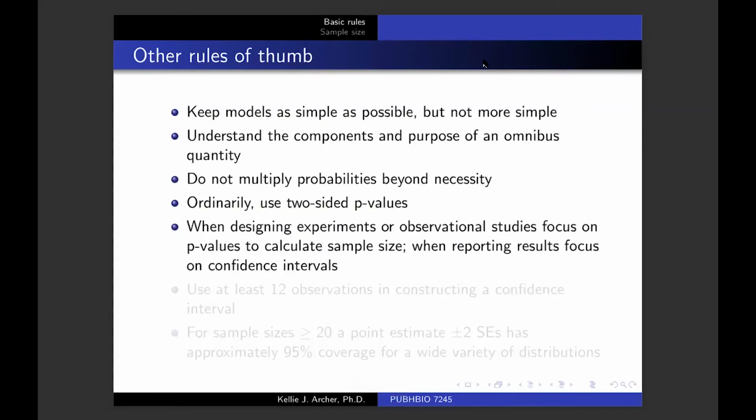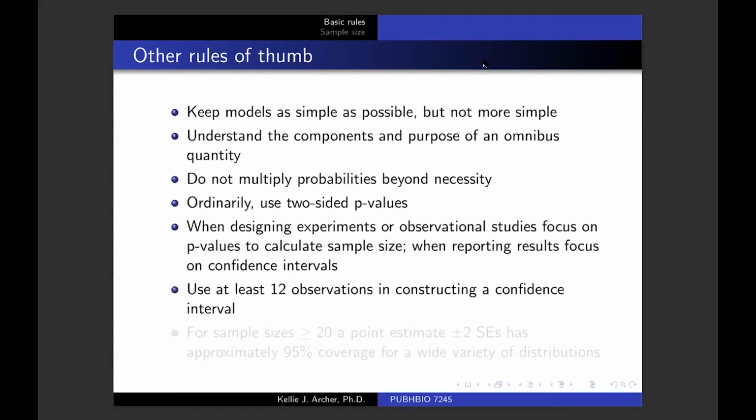When designing experiments or observational studies, focus on p-values to calculate the sample size. When reporting results, focus on confidence intervals. Hypothesis testing and estimation are two sides of the same coin. Hypothesis testing is somewhat more formal in that the alternative hypothesis must be defined if a sample size calculation is to be carried out.